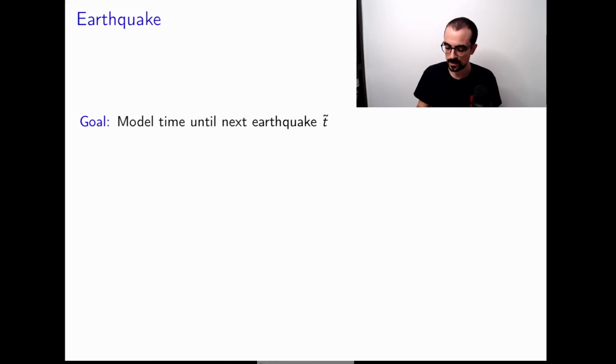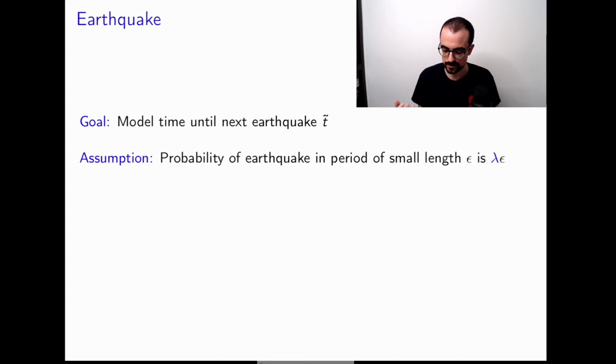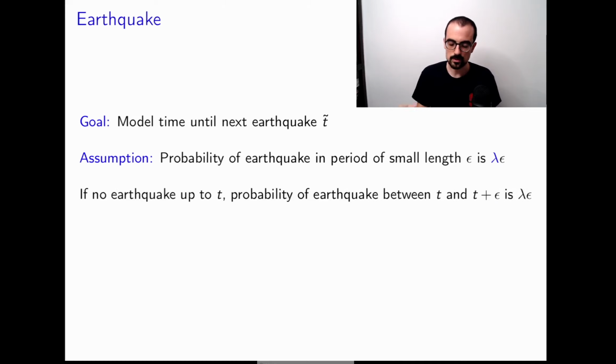That's the idea. When we derived the Poisson distribution, we made this assumption that the probability of an earthquake in a period of a very small length epsilon was equal to lambda epsilon, where lambda is the rate parameter that essentially tells you how often there are earthquakes, intuitively speaking. So here we're going to make exactly the same assumption. When we focus on the time up until the next earthquake, this assumption means that for any time t, if we assume that there hasn't been any earthquakes up to time t, the probability that the earthquake occurs between time t and t plus epsilon is lambda epsilon.